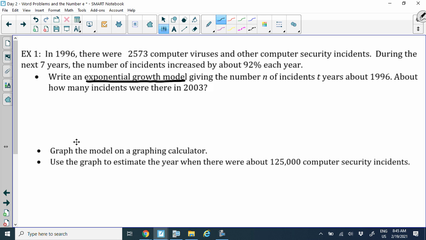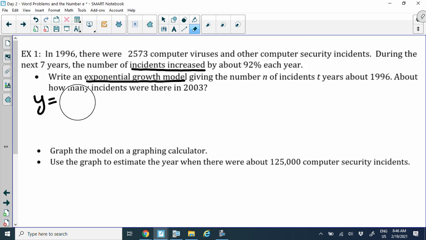Okay, so the next thing is they told us what type of model, but let's say they didn't tell us to write an exponential growth model. How could we tell that we would have to do a growth model anyways? Well, there is a key word. It says the incidents increased. Okay, so anytime you see the word like increase or growing, that always means you're going to use a growth model.